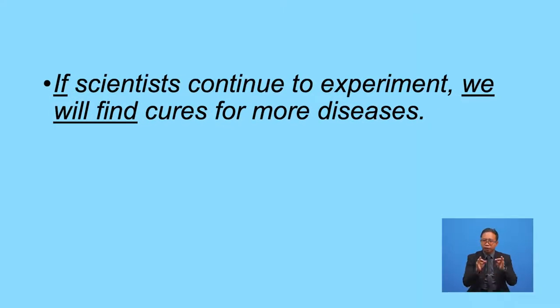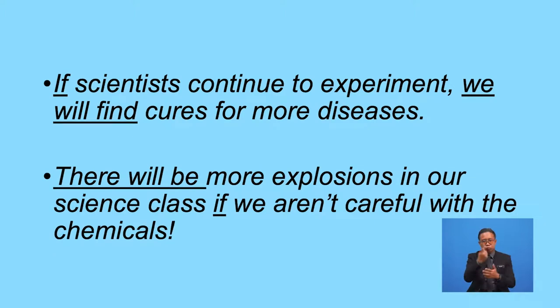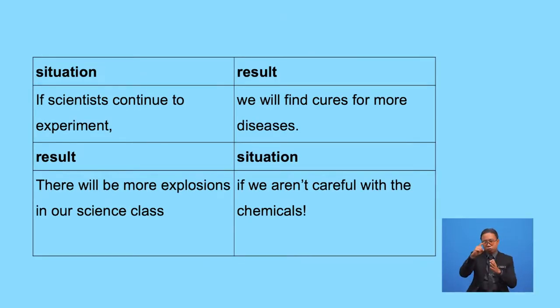Look at these sentences. If scientists continue to experiment, we will find cures for more diseases. There will be more explosions in our science class if we aren't careful with the chemicals. You can see that in both of these sentences, there are possible future situations and future results. We can put the possible action first in the sentence and the result second, or we can put the result first and the action second. We leave out the comma in the middle of the sentence if the order is changed around. You can refer to this table.